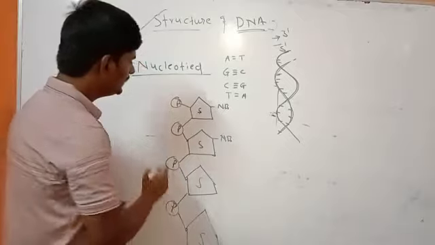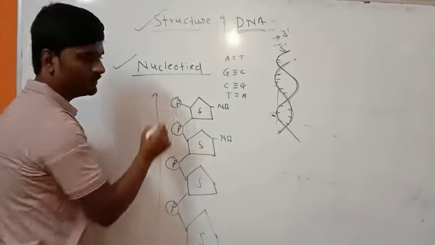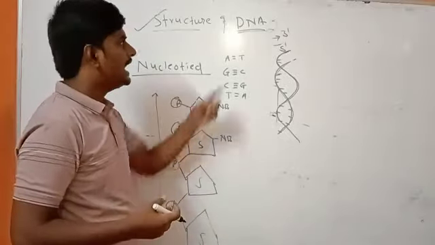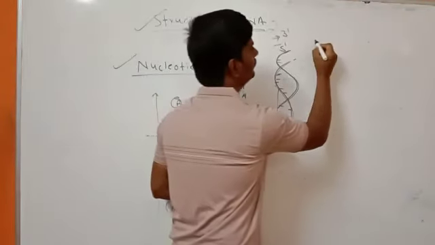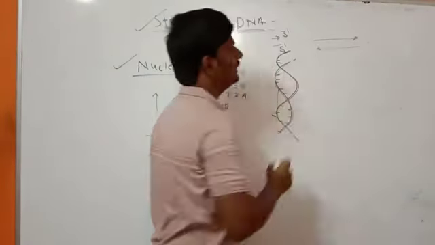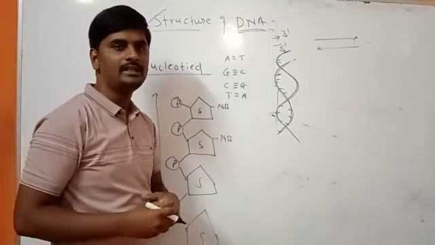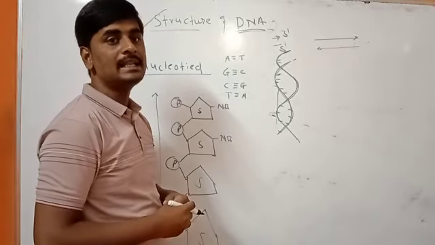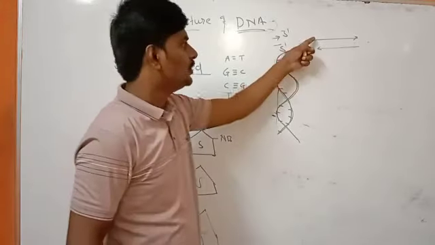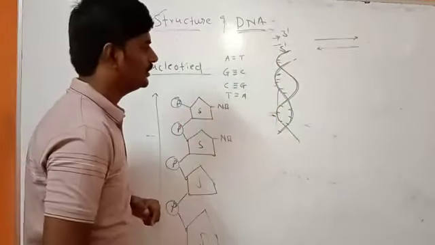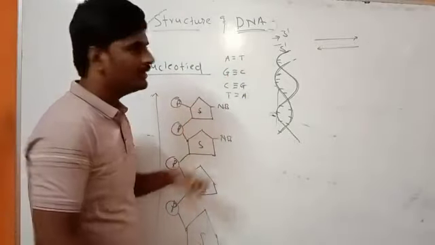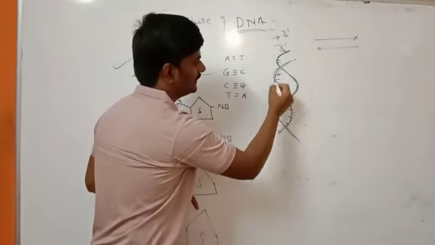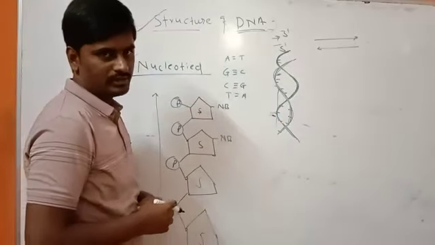Okay, so this is one strand, but inside eukaryotes there are 2 strands, and both strands are present in opposite directions. Both strands run in opposite directions, meaning they are anti-parallel to each other. See what exactly happens here, as we look at the structure of eukaryotic DNA.